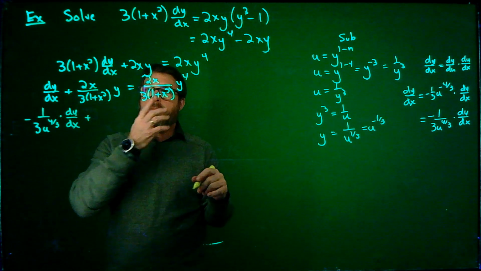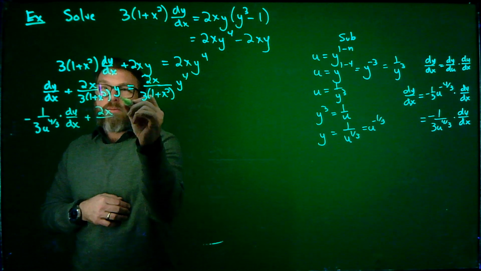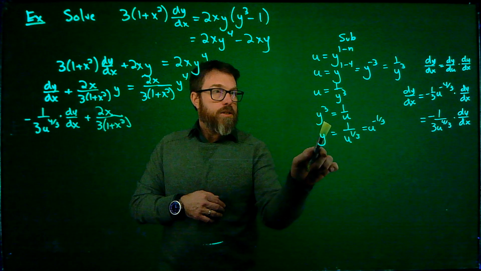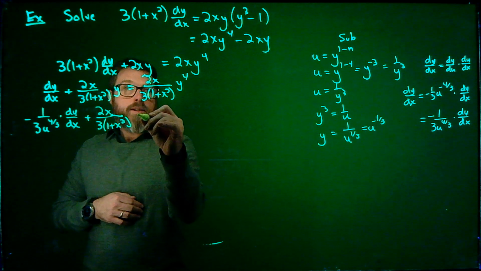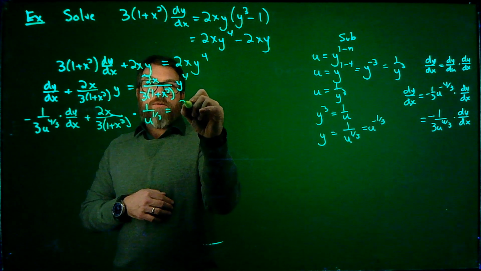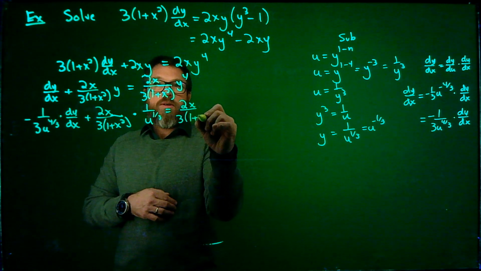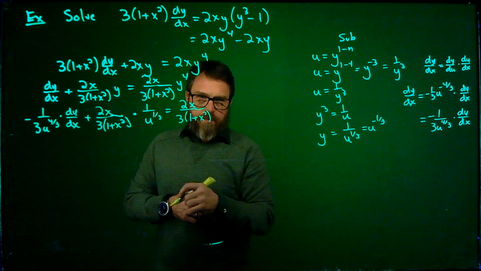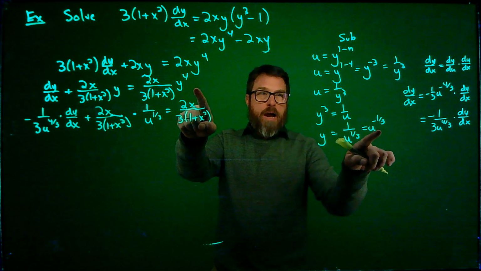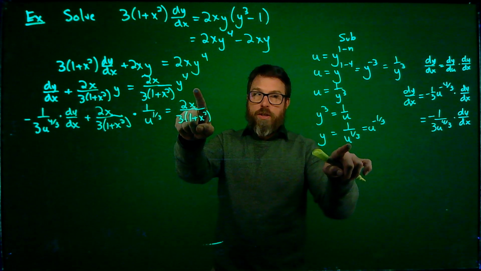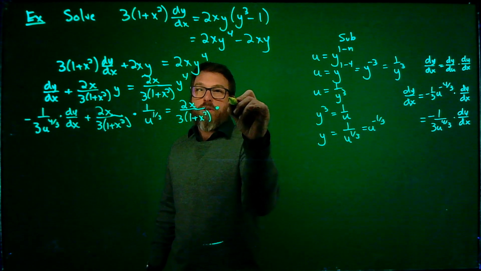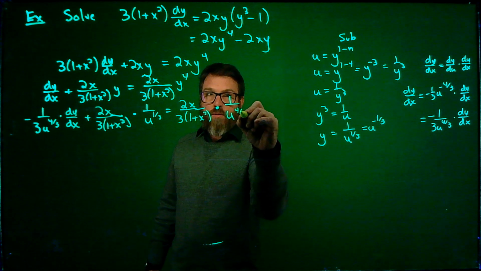plus, well, this is going to be plus 2x. I'm going to multiply this by y, but our y is given by this. So y is going to be equal to u to the negative 1/3, or I'm going to say 1 over u to the 1/3. And similarly, I have a y to the 4th, so 2x all over 3 times 1 plus x squared. And our y to the 4th power, I'm going to 4th power this, which really means 1 to the 4th is 1. u to the 1/3 to the 4th is going to be u to the 4/3 on the bottom, so this is going to be 1 all over u to the 4/3.